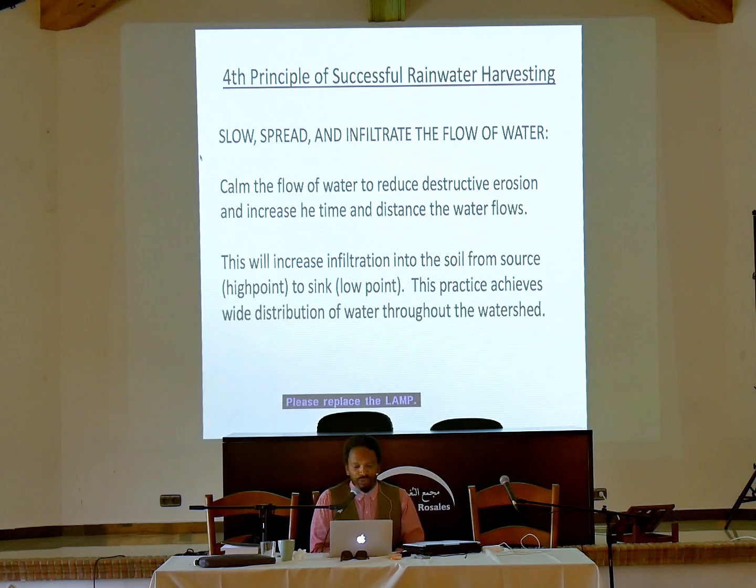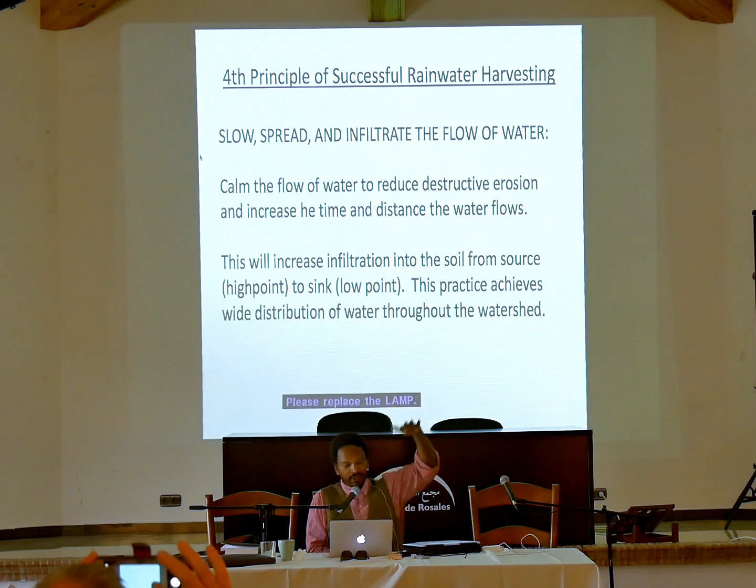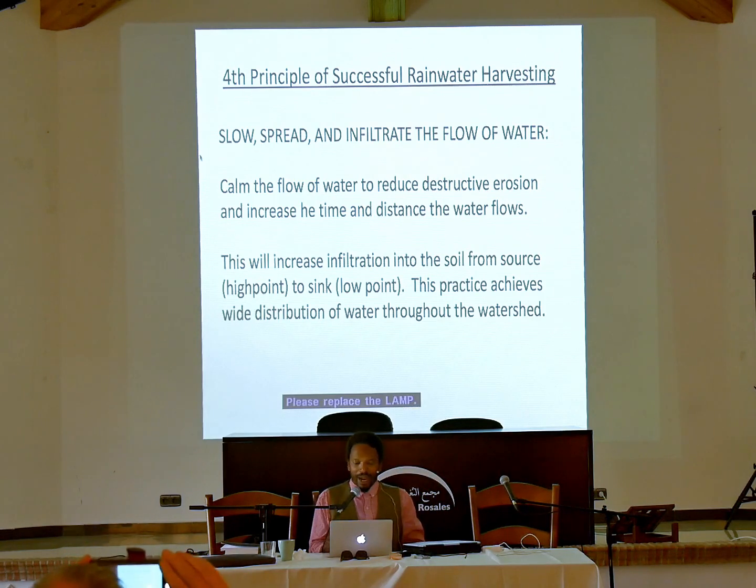Calm the flow of water to reduce destructive erosion, and increase, that should be increased D time, that's not E time. Increase the time and distance the water flows. This will increase infiltration into the soil from source, the high point, to sink, the low point. This practice achieves wide distribution of water throughout the watershed.